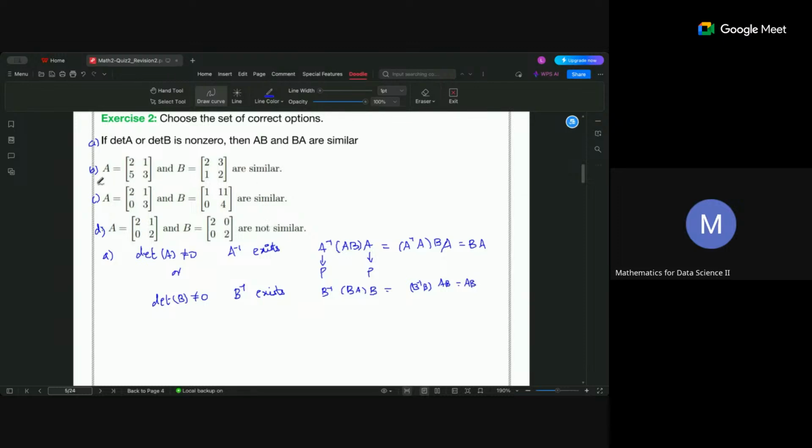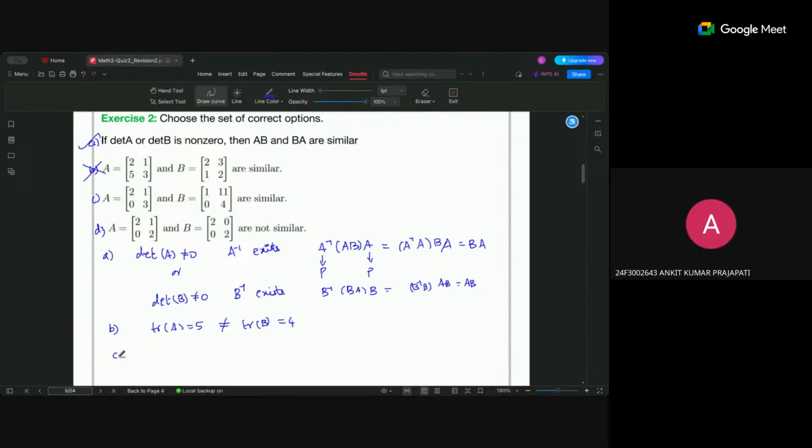Okay. So now how can we check whether these two are similar? What is their trace? Trace of A is 5 and trace of B is 4. So they are not equal. So can they be similar? No.